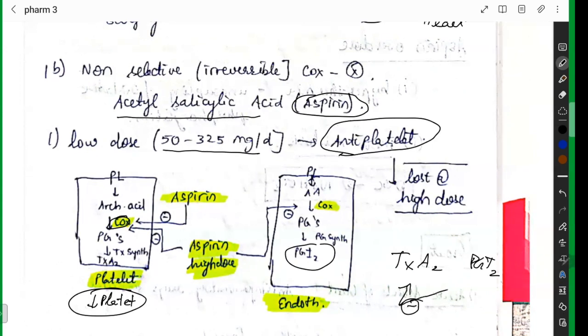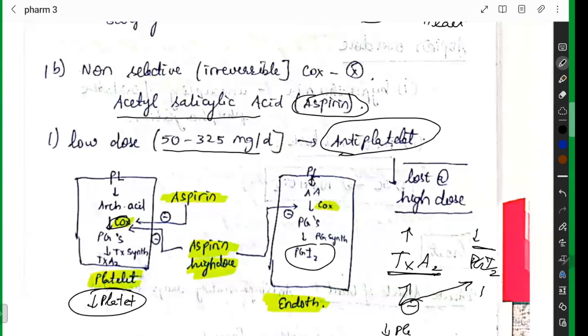But when you give a larger amount, it also inhibits your prostaglandin I2 formation. Because of this, what happens? Thromboxane A2 increases platelet aggregation, while prostaglandin I2 decreases platelet aggregation. When both are inhibited, what happens? This causes a decrease in platelet aggregation.